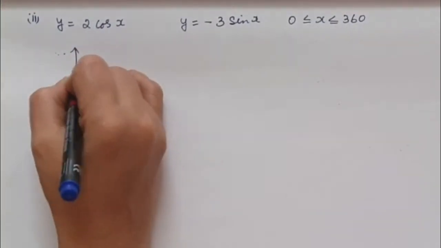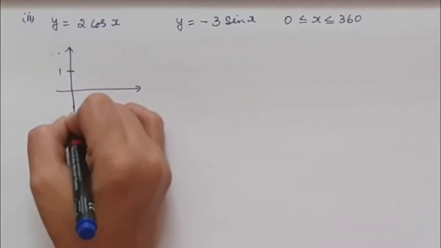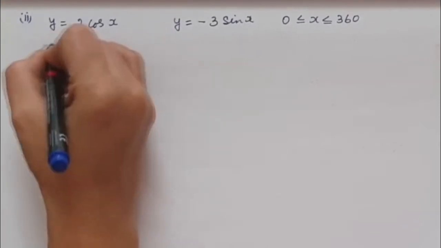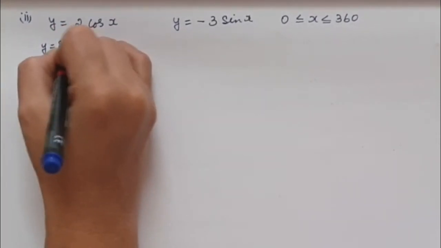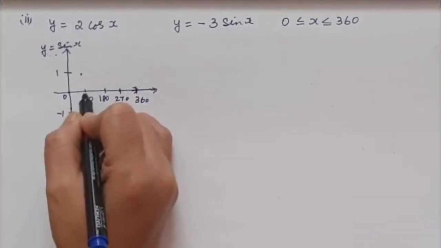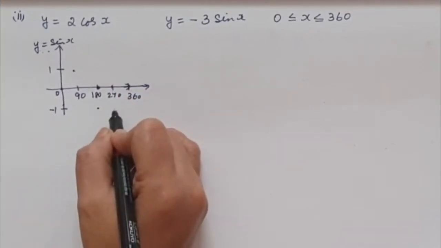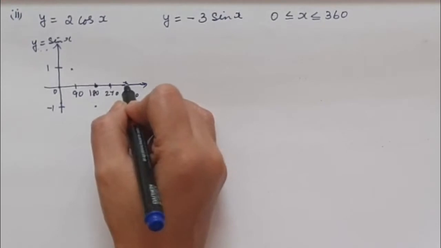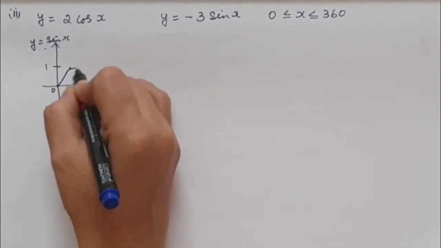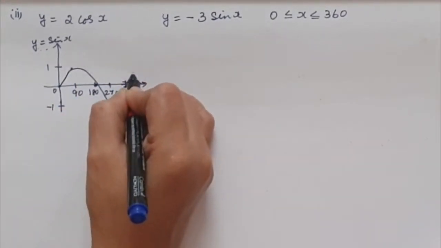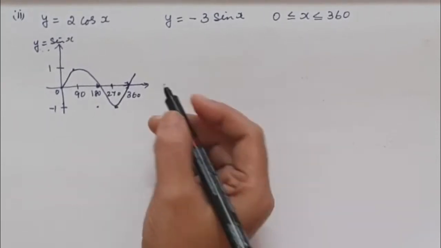So the greater value is 1, and that is the minimum value the graph can take. First we'll draw y equal to sin x. Sin 0 is 0, sin 90 is 1, sin 180 is 0, sin 270 is negative 1 and sin 360 is 0. So we'll get our curve like this. This is the graph of y equal to sin x.